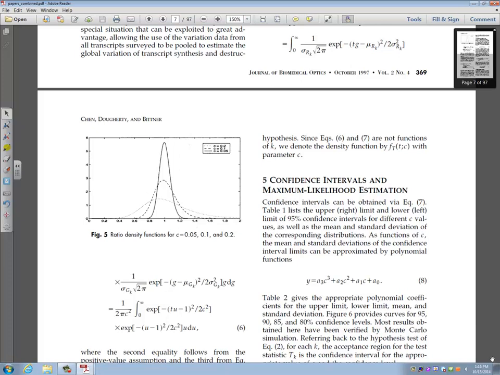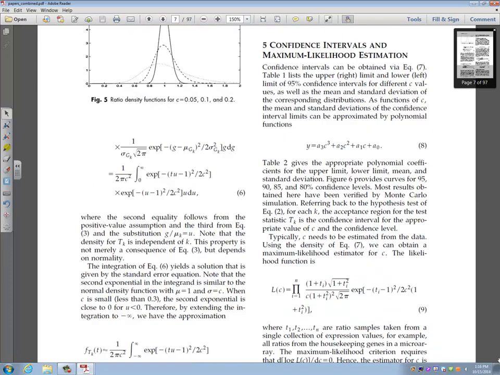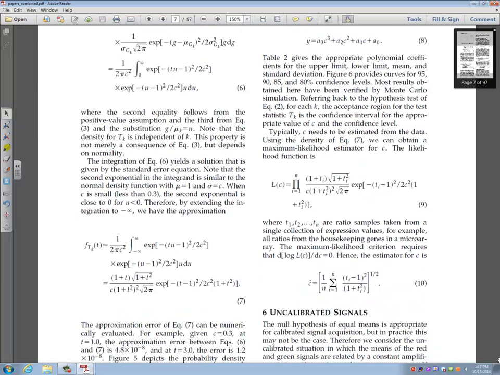Now, he tells you that the second equality follows from the positive value assumption. Now I have to go from this equation to equation 7, and what I showed in the explanatory material is how to go from 6 to 7. You need to read the paper in order to understand all the details. I'm trying to give you the big picture and put in some of the steps, but you actually need to sit down and read the paper.